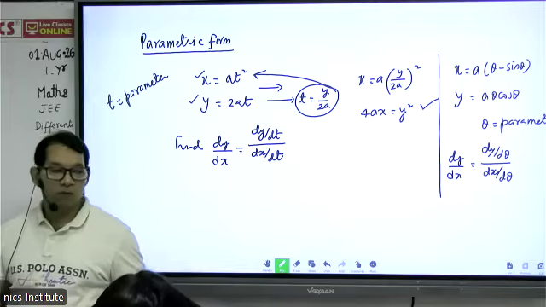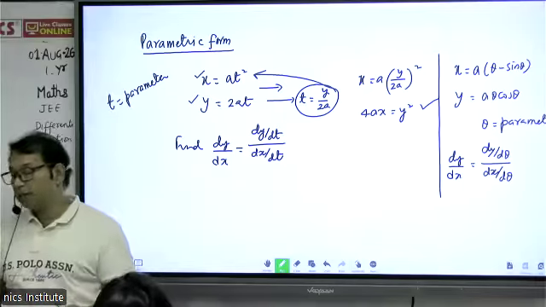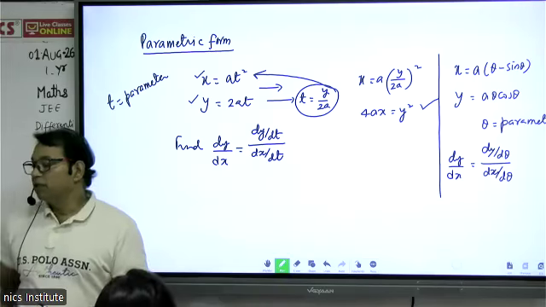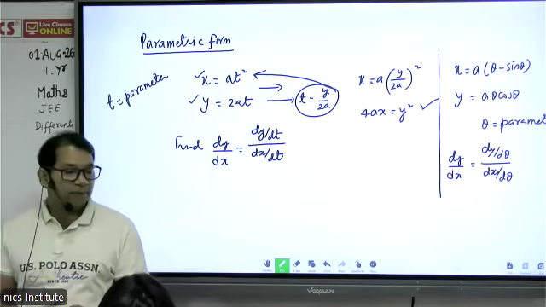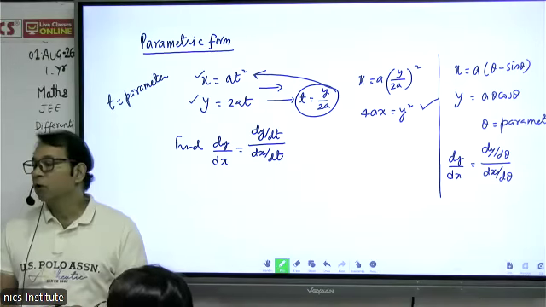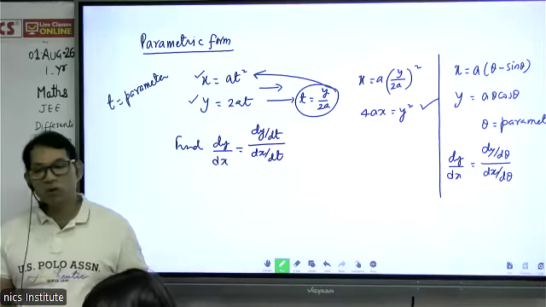This is 12th part which will help you. If you miss 12th part, then that means you're not doing justice with your 12th studies as well. Whatever I'm doing here, they'll be there in the boards as well.